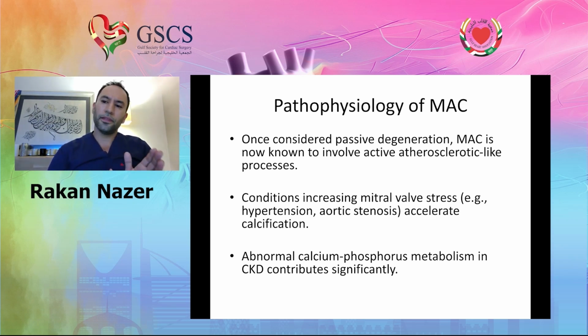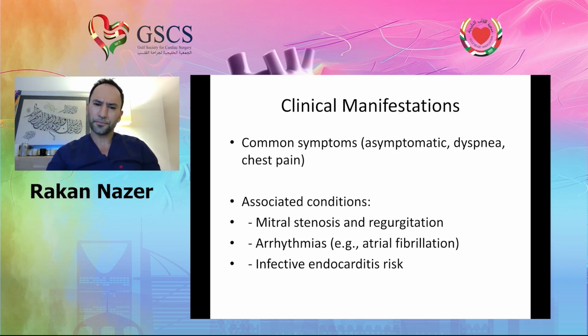Also, some of the postulated mechanisms for mitral annular calcification are abnormal calcium phosphorus metabolism, such as in chronic kidney disease and primary and tertiary hyperparathyroidism.